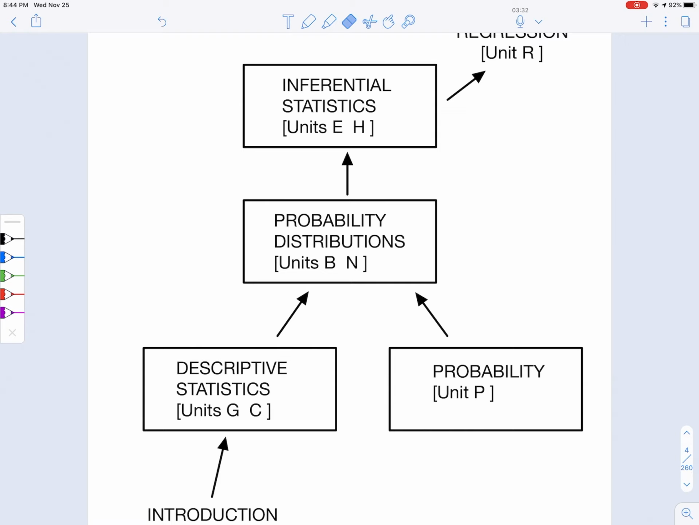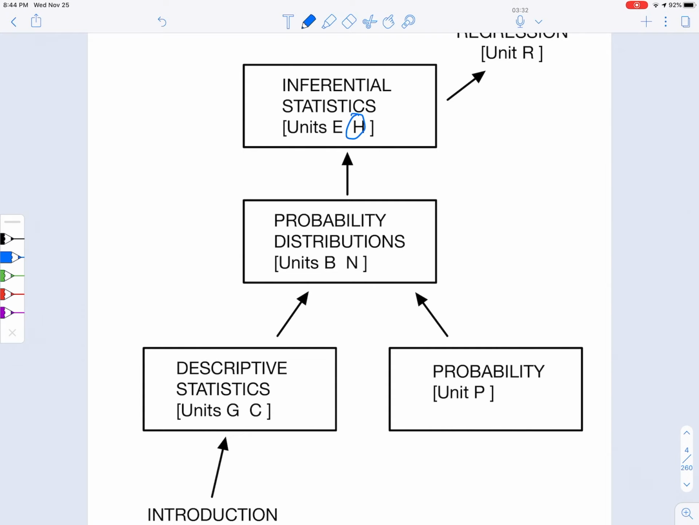So we started with descriptive statistics and then we added in probability. They went together to talk about probability distributions, the binomial and the normal. And from there, we went to inferential statistics. We looked at unit E, which is on sampling distributions and estimation. And parallel to that is unit H, which is hypothesis testing.